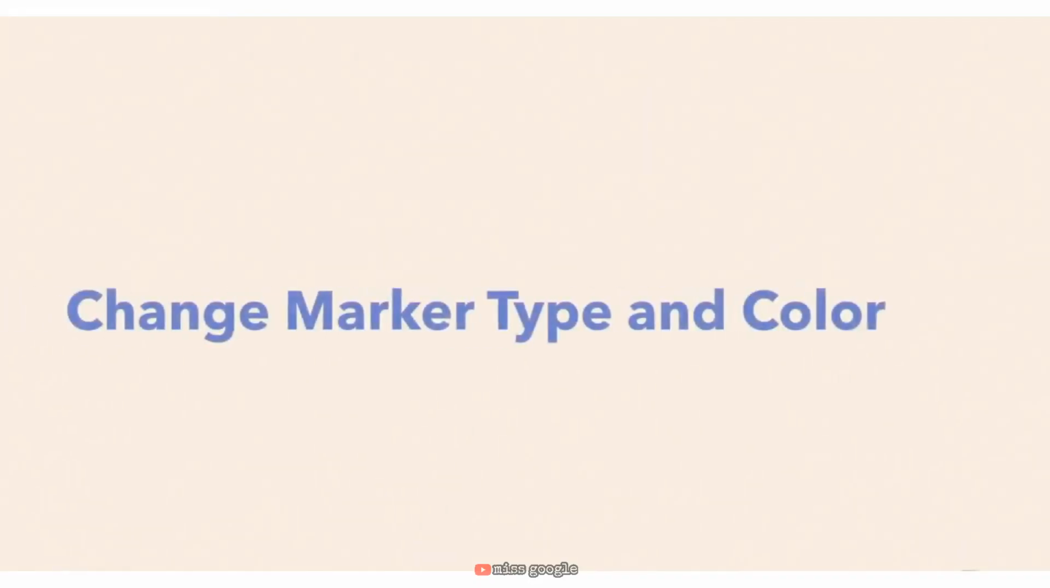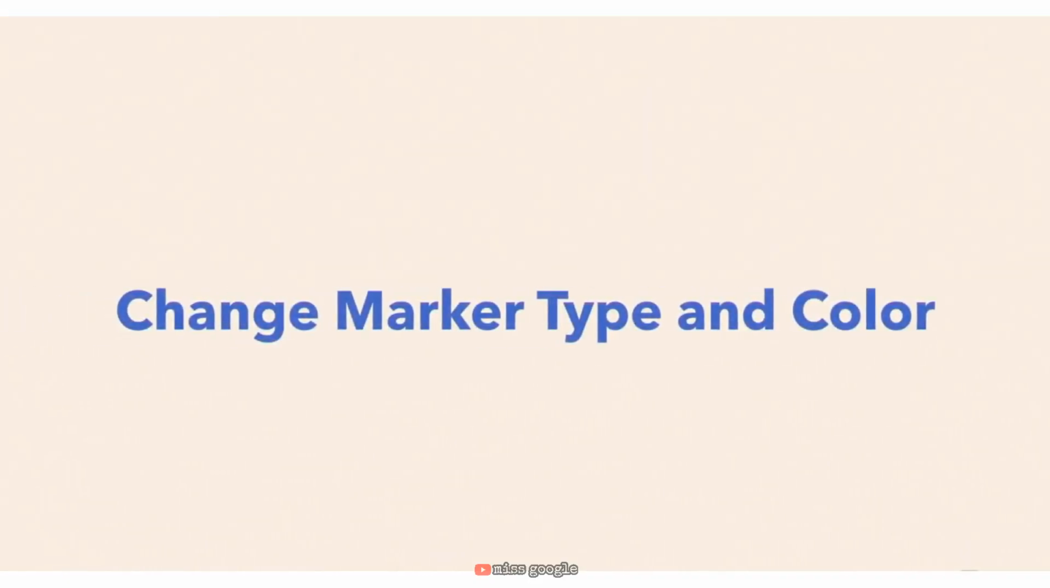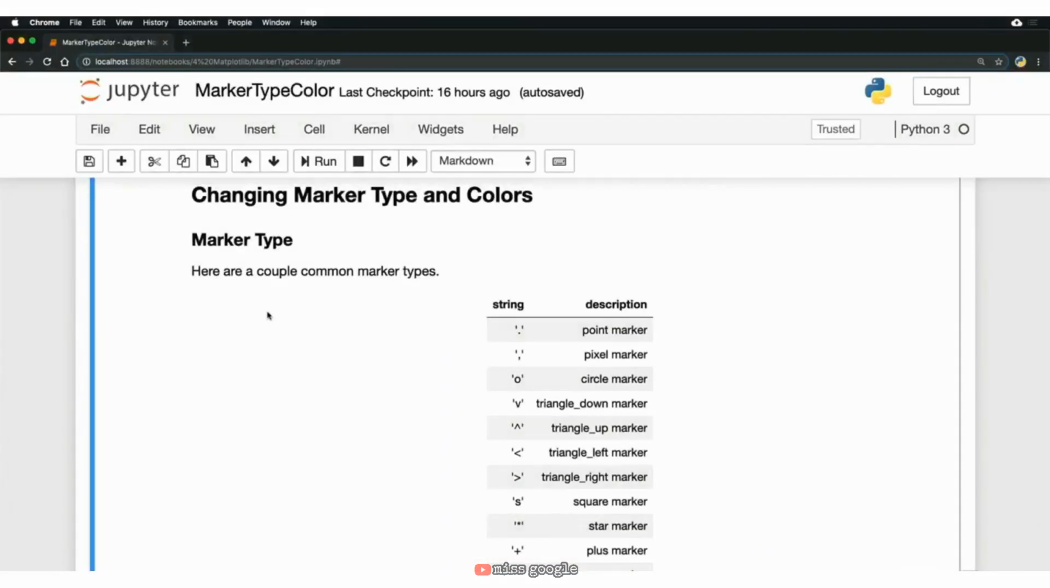In this video, we're going to learn how to change marker type and also how to change colors on your graphs. One of the reasons why you might want to change marker type, besides the fact that it might be more aesthetically pleasing, is that oftentimes you might be able to convey more information to the viewers of your visualization.